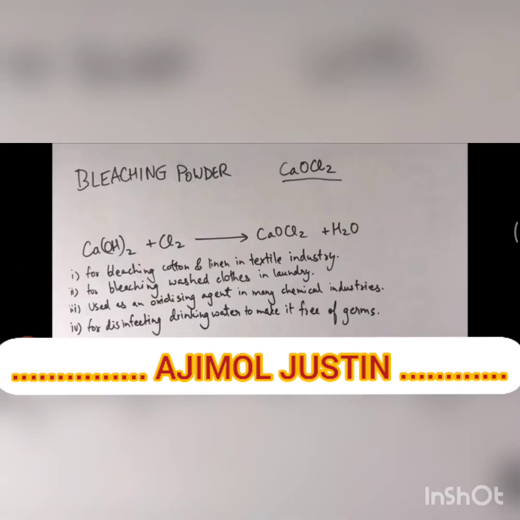Now next is bleaching powder. The formula is like this: CaOCl2. And how is it formed? By the reaction of calcium hydroxide, Ca(OH)2, plus chlorine, Cl2. Its uses are as mentioned before. It is used mostly for washing clothes in industries and also for disinfecting drinking water.